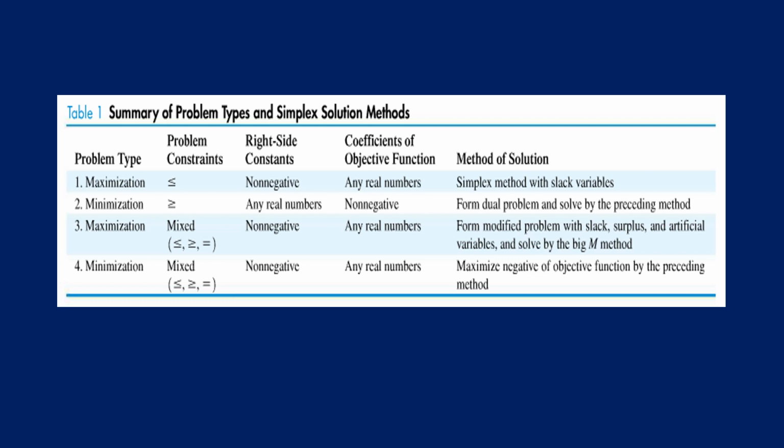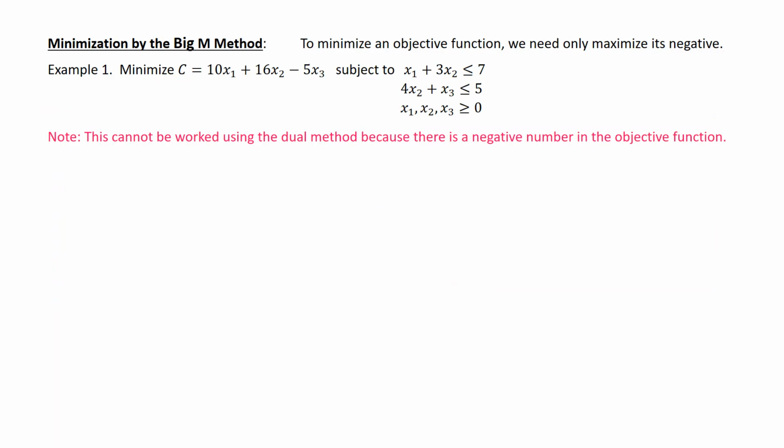However, if you're minimizing with mixed problem constraints, the right side constants have to be non-negative, but the coefficients of the objective can be any real number. And these we are going to solve by maximizing the negative of the objective function and use the Big M method. So to minimize an objective function using the Big M method, we need only maximize its negative.